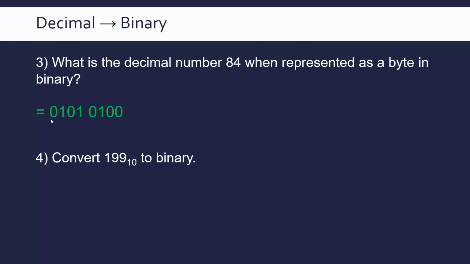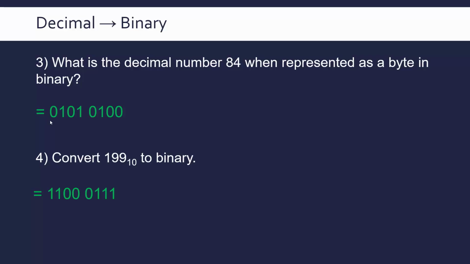So the 0 at the most significant bit is essential here because the question said to represent it as a byte. So make sure, despite not needing that 8th bit, because it says to put it as a byte, put in the 0 anyway, just to fill up the space. And the answer to question 4, 199 in binary, is 11000111. Now, if you got either of those wrong, that's perfectly fine. Just have another go, see if you can find your mistake.